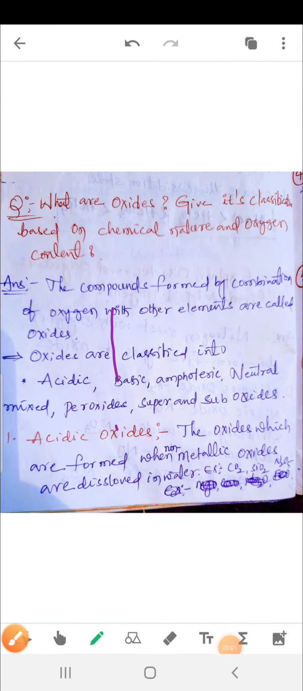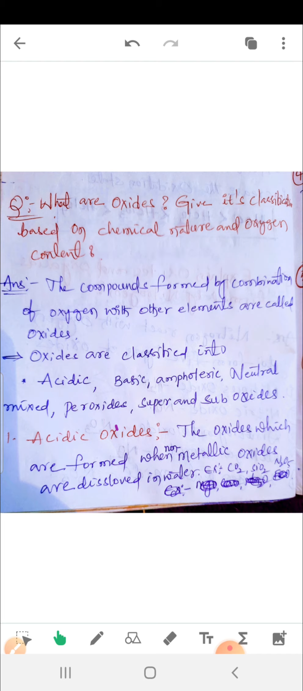Now we are going to discuss the degree level question. What are the oxides? Give its classification based on chemical nature and oxygen content.